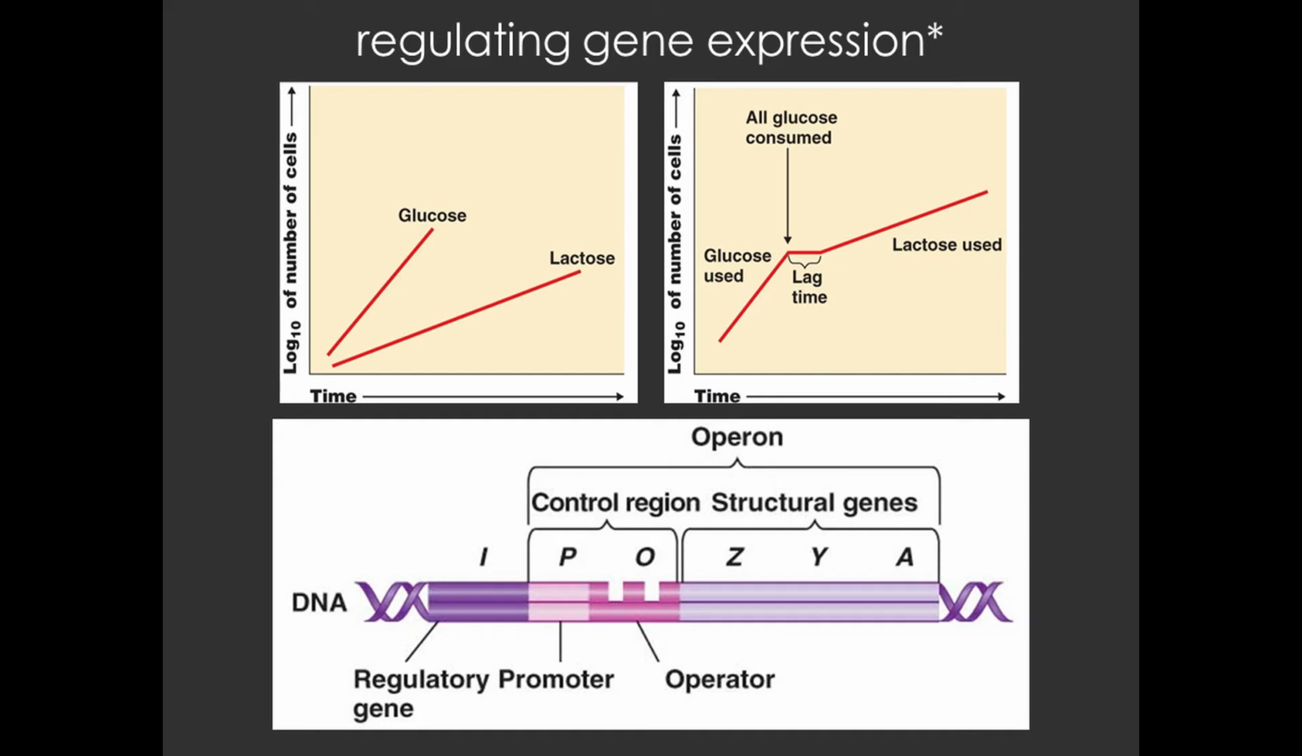Downstream of that are the structural genes, in this case, LAC-Z, LAC-Y, and LAC-A, that are being controlled within the operon. So all operons contain a regulatory gene, a promoter and operator, and then the genes that are being controlled within the operon. Now, let's apply that directly to the situation going on in those two graphs above.